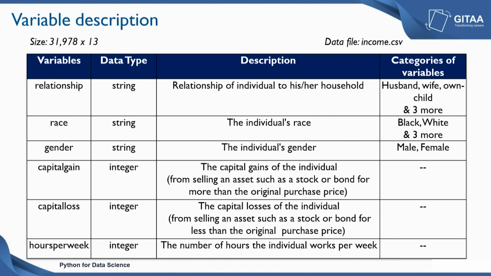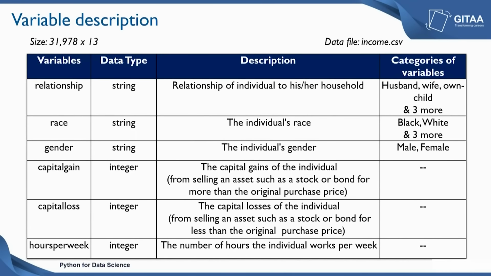Next one is the gender, the individual's gender being represented as male and female. The next one is the capital gain, the capital gains of the individual basically from selling an asset such as stock or bond for more than the purchase price. Next one is the capital loss, the converse of that, the capital losses of the individual from selling an asset such as a stock or bond for less than the original purchase price.